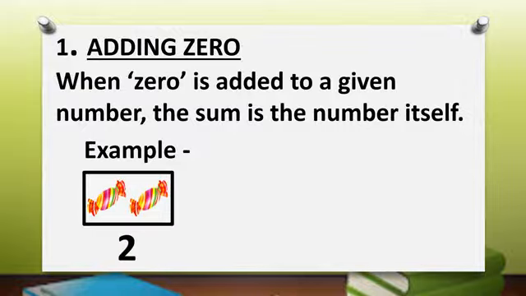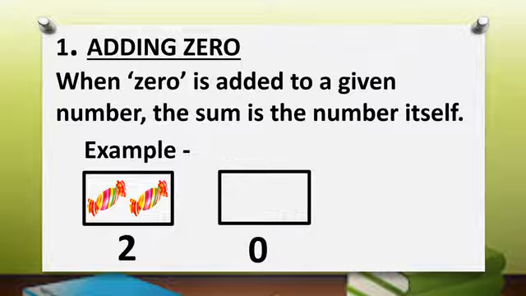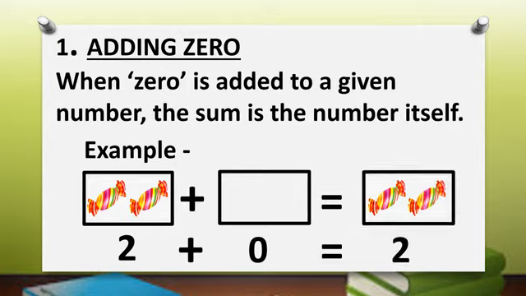In the first box, we have 2 candies. And in the second box, we have no candies, which means 0 candies. Now let's add the candies and see how many candies do we have. So 2 candies plus 0 candies will give us 2 candies. So children, whenever 0 is added to a given number, the sum is the number itself. As you can see below, 2 plus 0 is equal to 2.